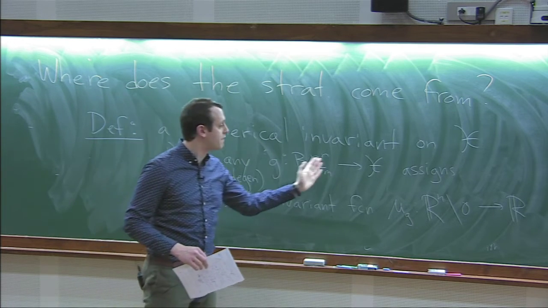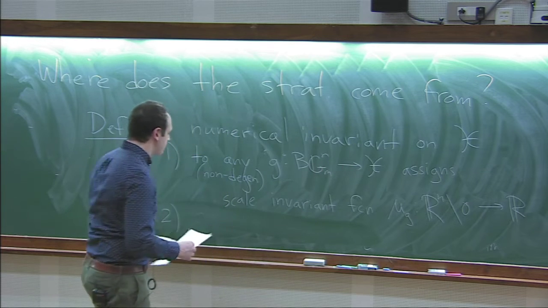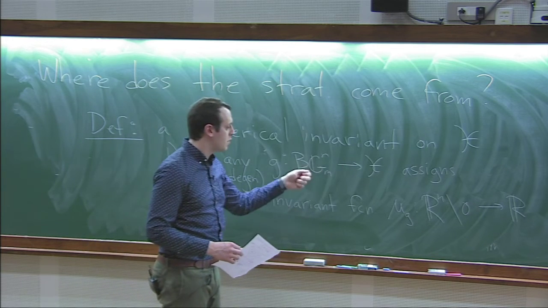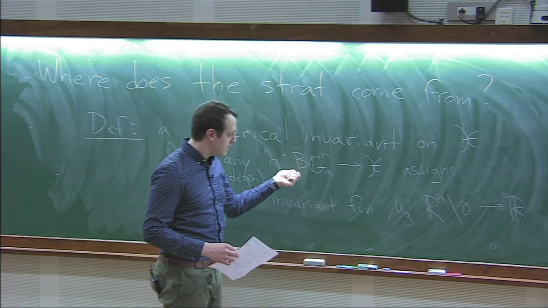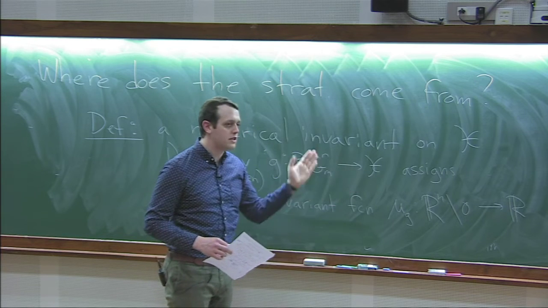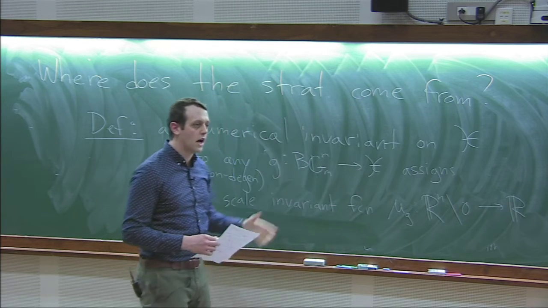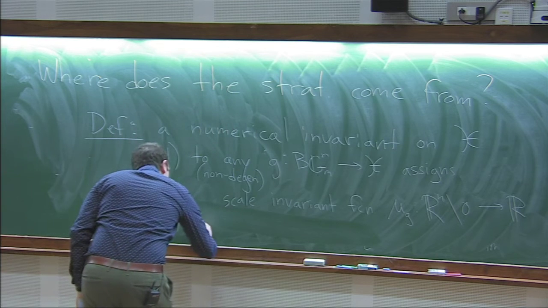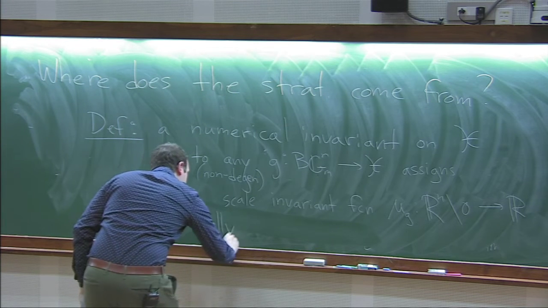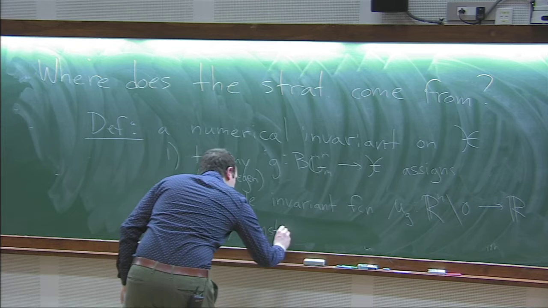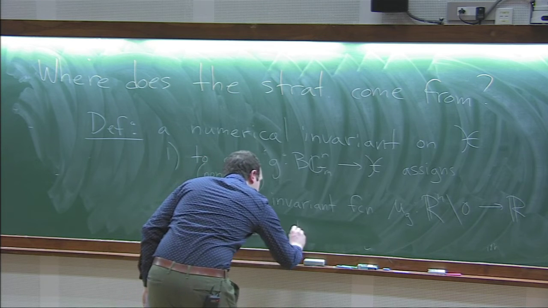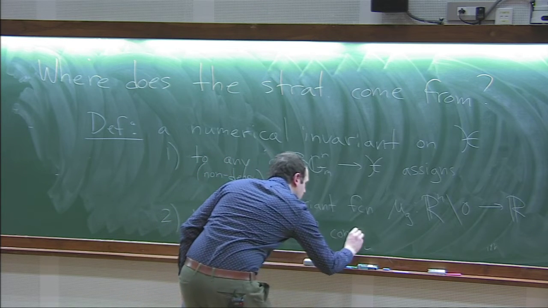and then it should also be locally constant in families. In other words, if I have a family of graded objects, so a map from this times BG_m to X, then the value of this function should really be locally constant and compatible with restriction.